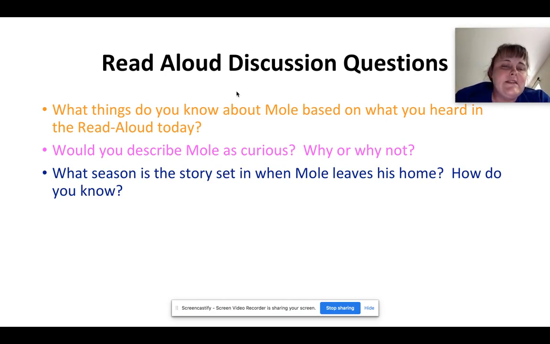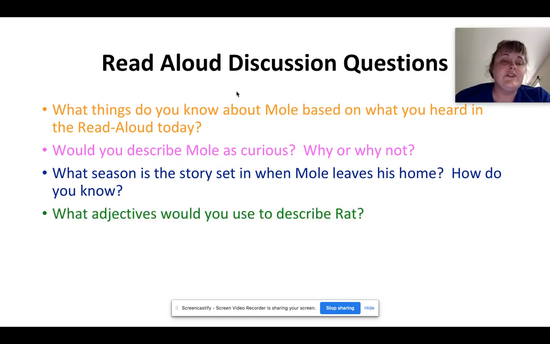What season is the story set in when Mole leaves his home? Do you remember what kind of cleaning he was doing? Spring cleaning. And I remember that he was excited to get out of his little hole and see the world because things were going on around him. So it's spring. What adjectives would you use to describe Rat?